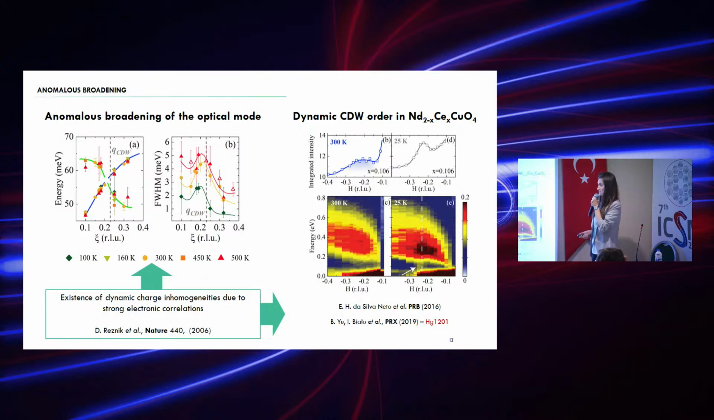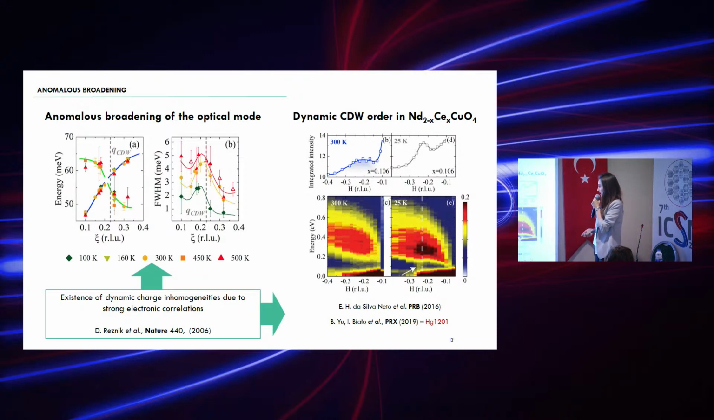However, we've seen some anomalous behavior. And here you have, once again, the blue mode and the green mode, but for different temperatures. And we've seen an anomalous broadening of this blue mode. And that's the picture in the middle. So it's temperature-independent broadening. And then we went back to the publications of Resnick from 2006. And what they are saying is that they predict that some dynamic charge inhomogeneities can cause this kind of behavior, so broadening of phonon modes.